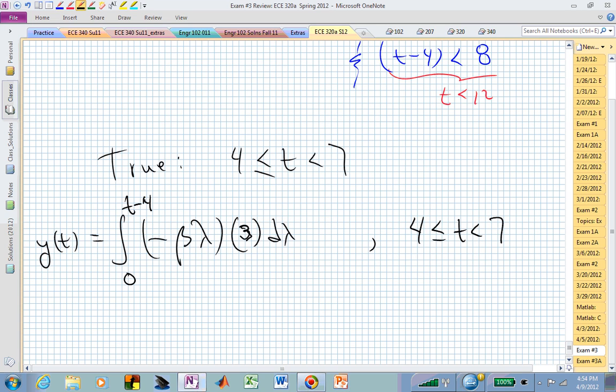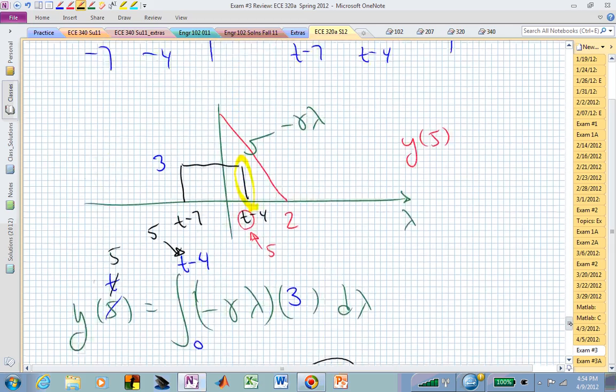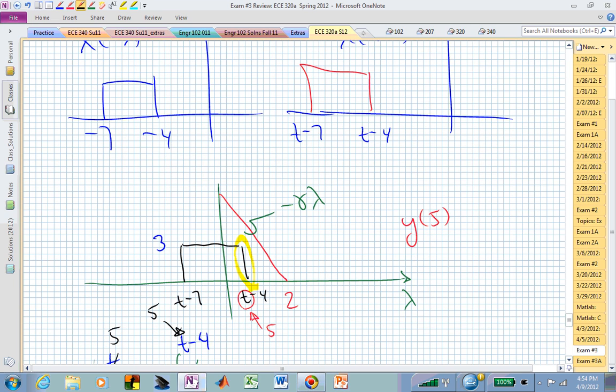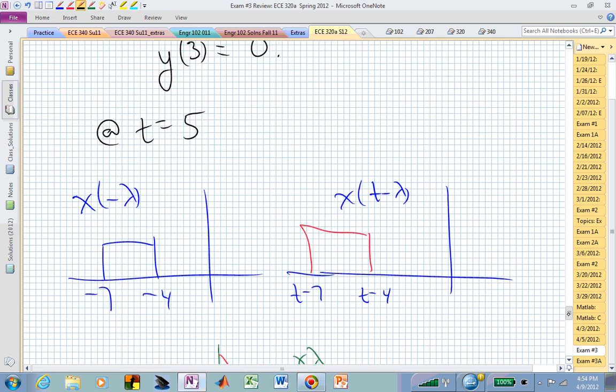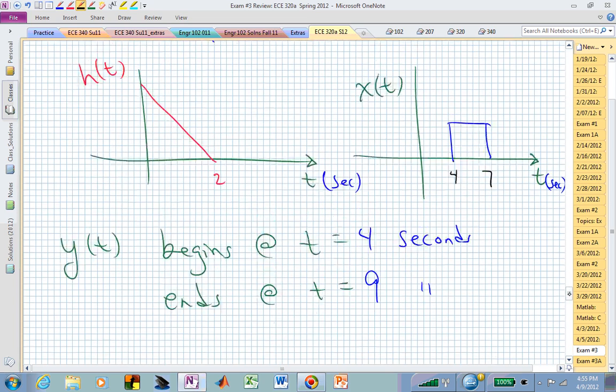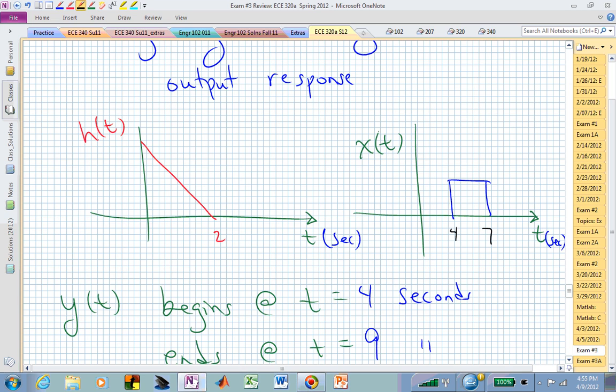Questions on that? Yes? How do we know when y ends, to get back to the other problem? Again, set t equals 9. Where are we at? Right. Keep going up. So your question is, how do we know that t is equal to 9? Yeah, that it ends at 9.